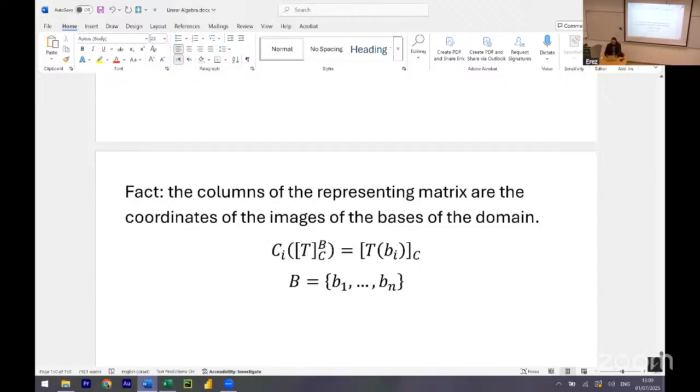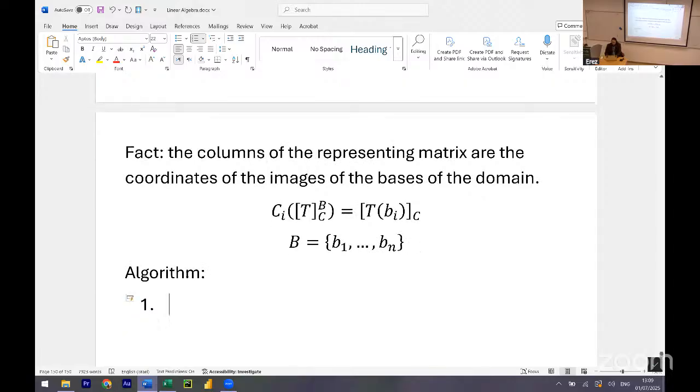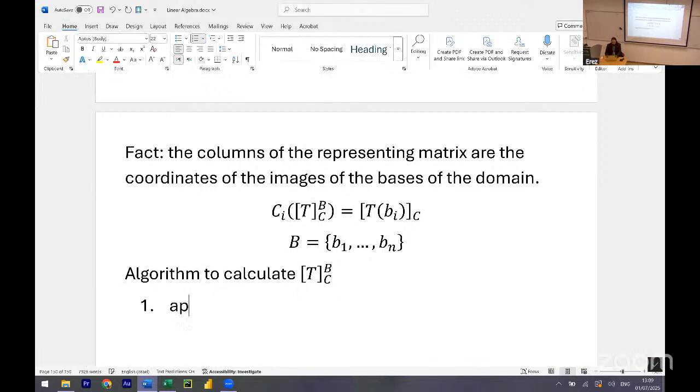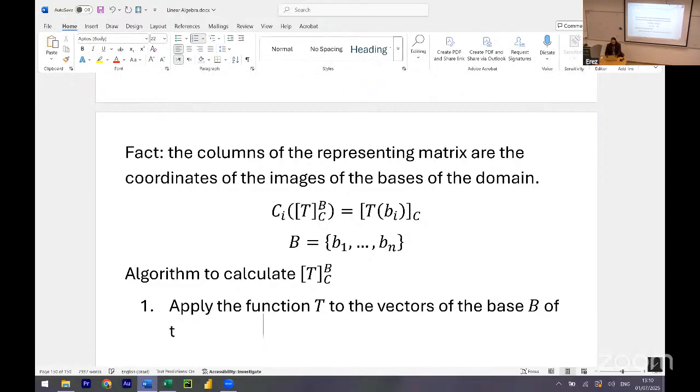But I'll give you an algorithm basically. One algorithm to calculate the representing matrix. So first, apply the function T to the vectors of the base B of the domain to calculate.